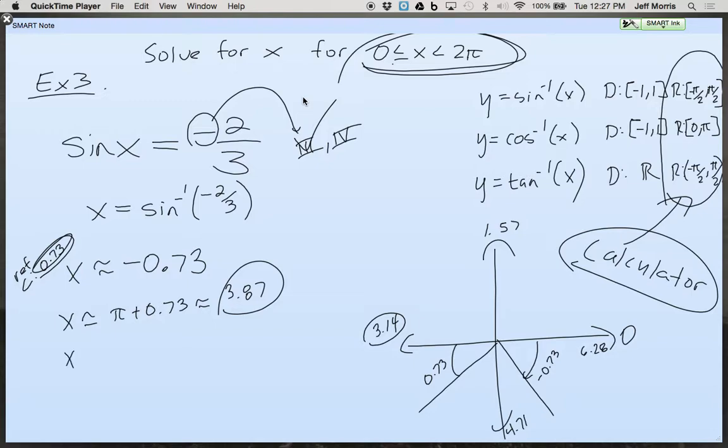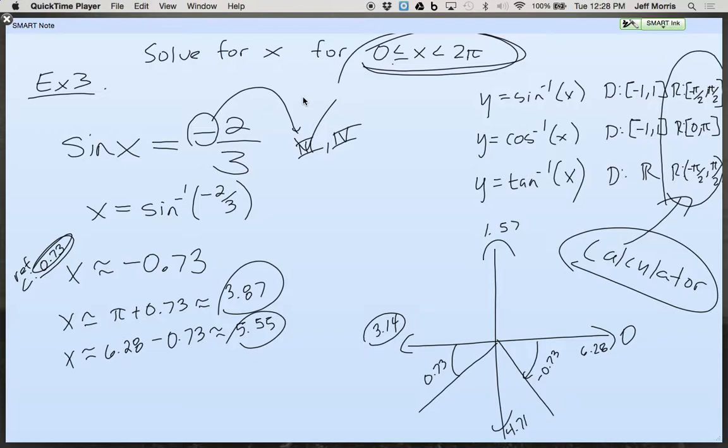So the next one will be 6.28 minus 0.73, so what do you get? 5 point what? 5.55. Now, people are like, well, what is 5.55? I don't know. It's an answer in quadrant 4. If you want to know what it is, change it to degrees. Multiply by 180 and divide by pi. I think it's 306 point something degrees. So, 318. Sorry, I was off. Okay? That's how you do this.